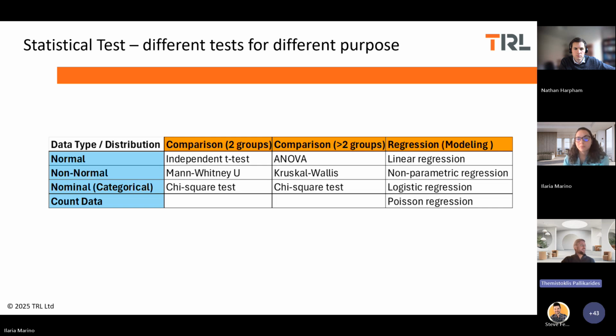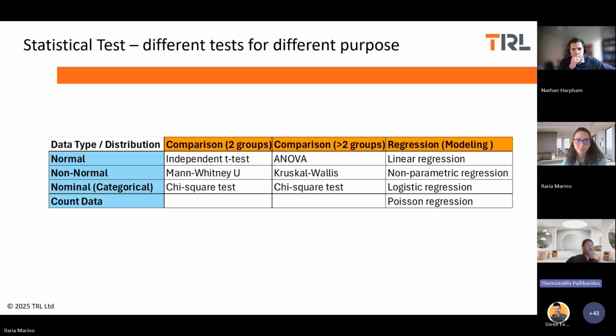So this is just a cross table to give you an idea of a few of the statistical tests that are available. There are many more of these, but this cross table helps you with some of the most commonly used, according to the data that you have, the data type, so if it's normal, non-normal, nominal, categorical, or count data, and according to the distribution of the comparison that you want to do.